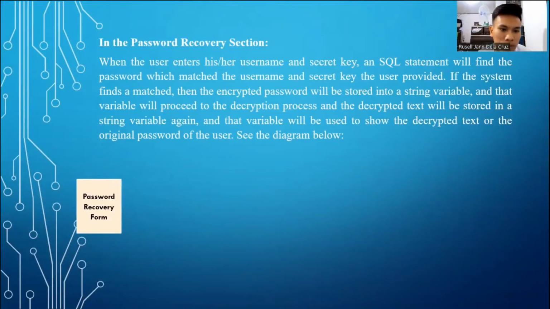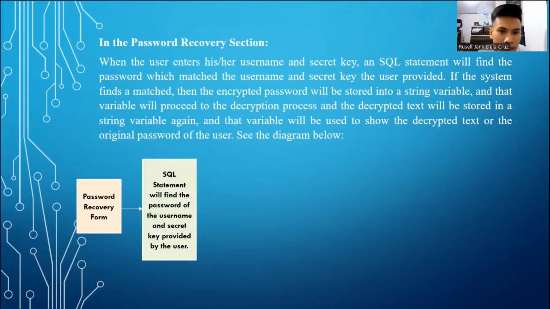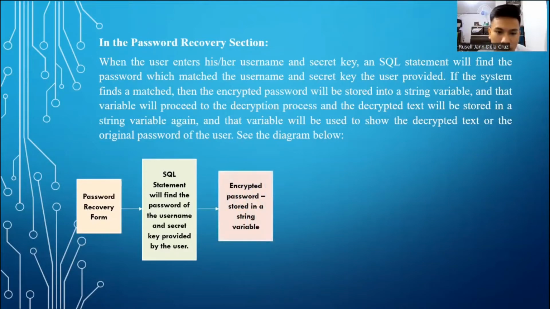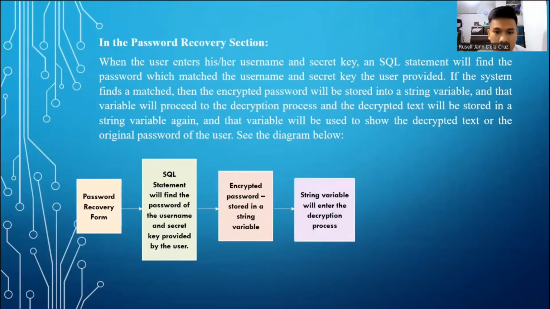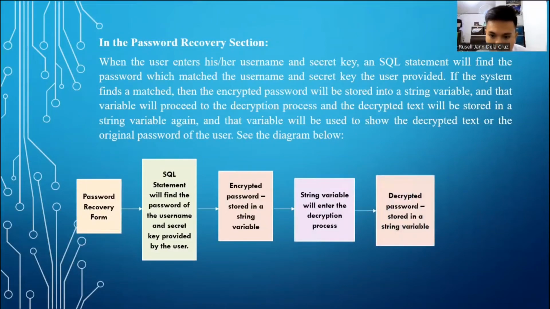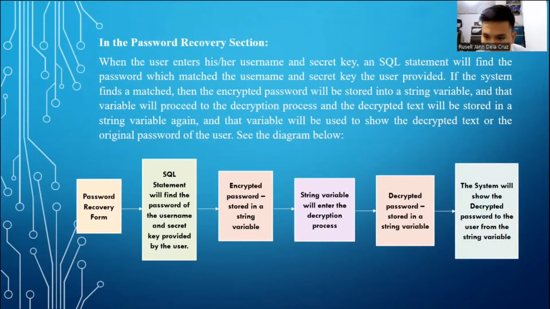So in the diagram below, the password recovery form will be the first one. Whatever the user enters, his or her username and secret key, an SQL statement will find the password of the username and secret key provided by the user. And then the encrypted password will be stored in a string variable. Then the string variable will enter the decryption process. The decrypted password will be stored in a string variable. And lastly, the system will show the decrypted password to the user from the string variable.